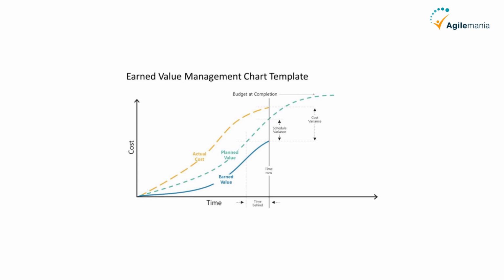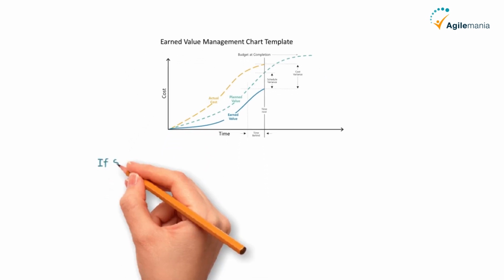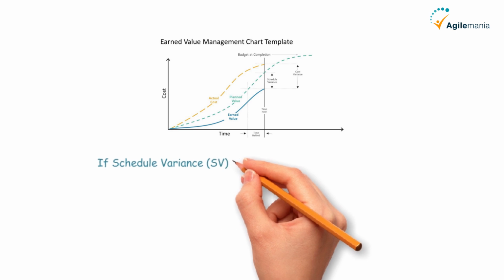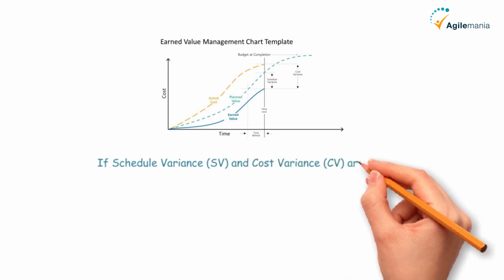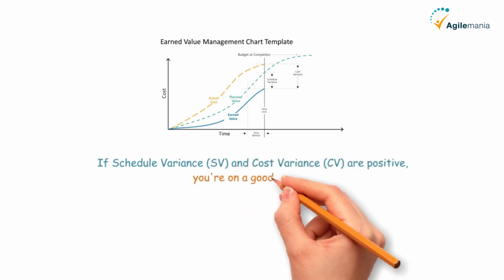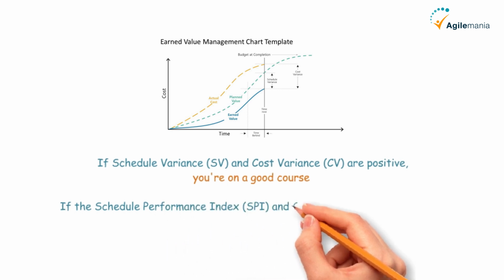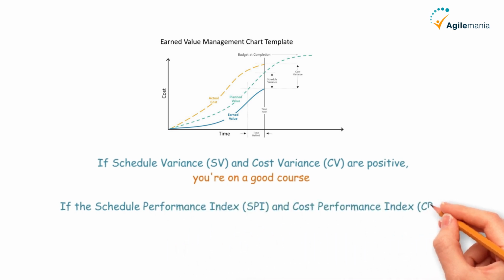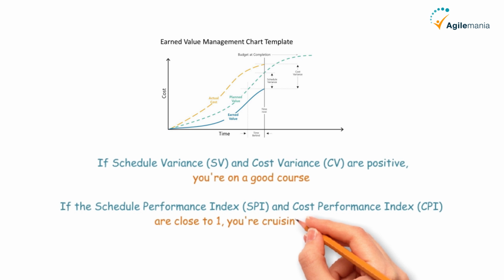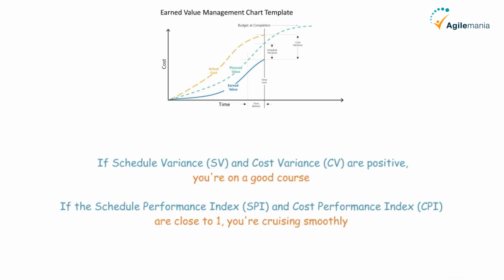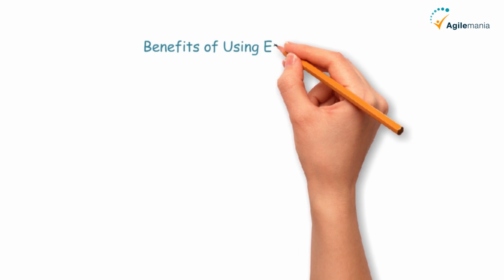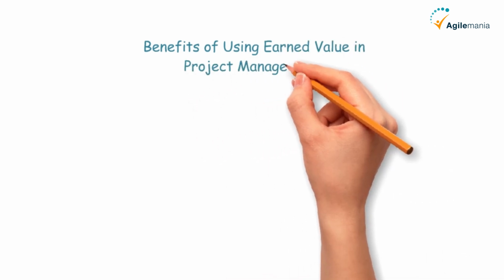Understanding earned value in these superhero metrics helps you steer your project ship. If schedule variance, SV, and cost variance, CV, are positive, you're on a good course. If the Schedule Performance Index, SPI, and Cost Performance Index, CPI, are close to 1, you're cruising smoothly. It's like having a compass and a treasure map for your project adventure. Next, let's look at the benefits of using earned value in project management.